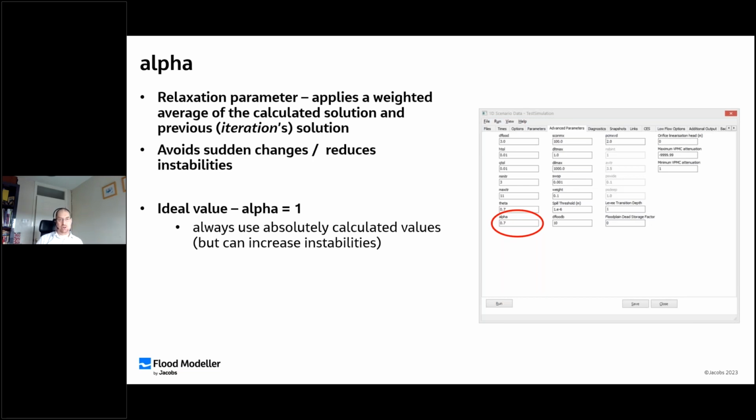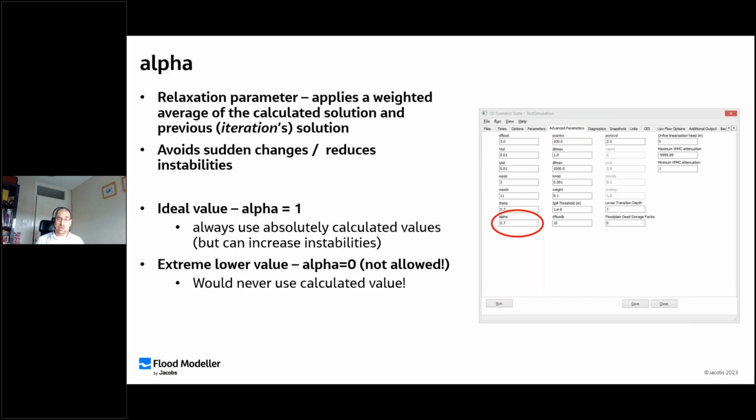If we think of the other extreme, alpha equals 0, that would weigh everything towards a previously calculated solution. And that's not allowed for the fairly obvious reason that if alpha was equal to 0, you'd always use 100% of the previously calculated value. So if you take that all the way back to the beginning of your simulation, your simulation results would always be your initial conditions. And that's obviously clearly not right. As well as being not right, it would clearly be mass non-conservative, and that kind of helps us explain the next piece.